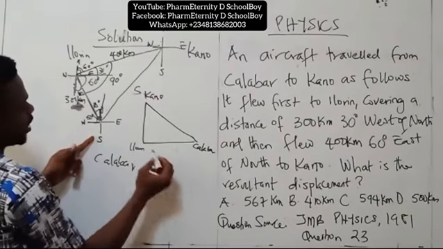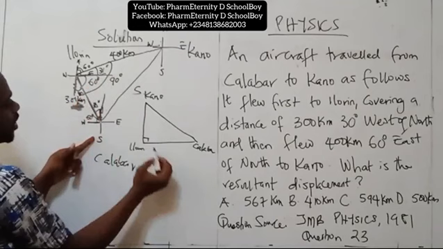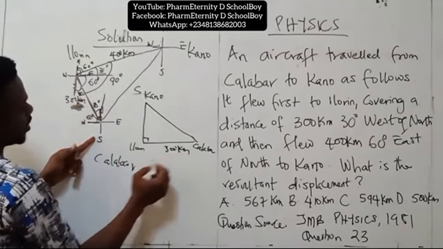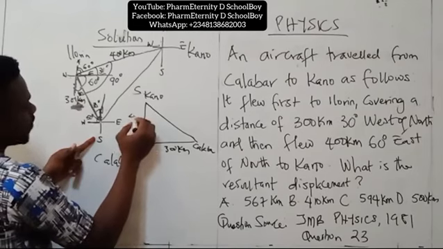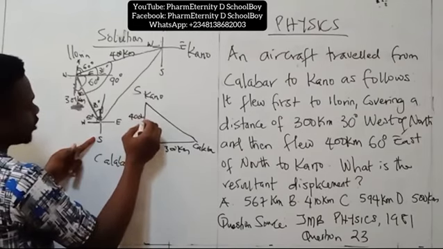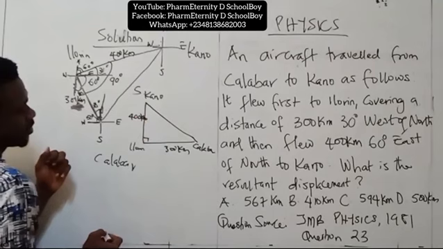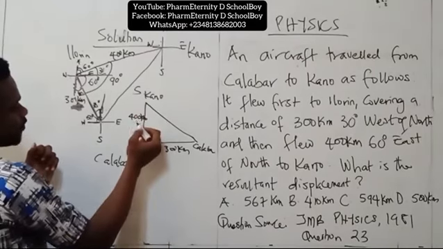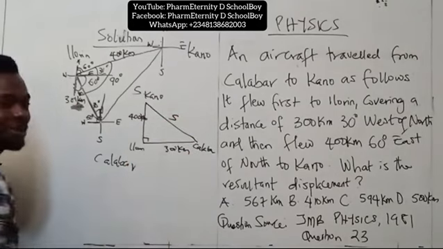Between Ilorin and Calabar, we have 90 degrees, which is this angle here. Calabar to Ilorin, you have 300 kilometers. Ilorin to Kano, you have 400 kilometers. This is the displacement we are looking for.